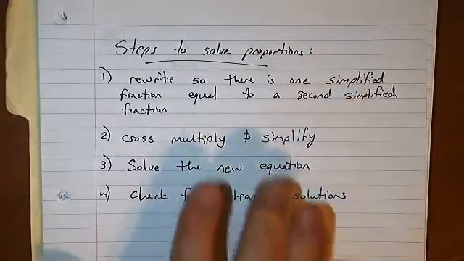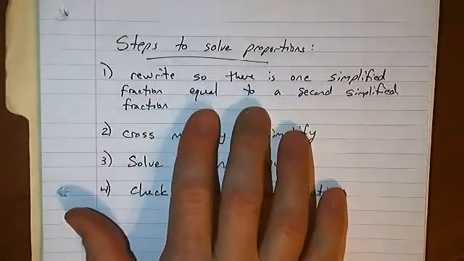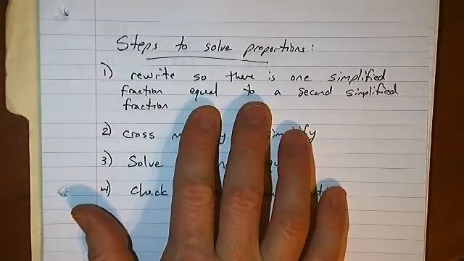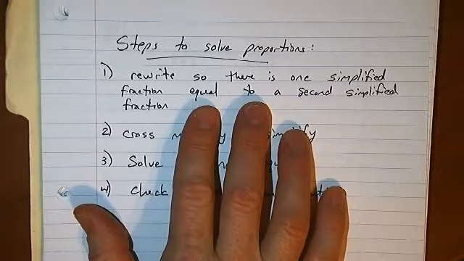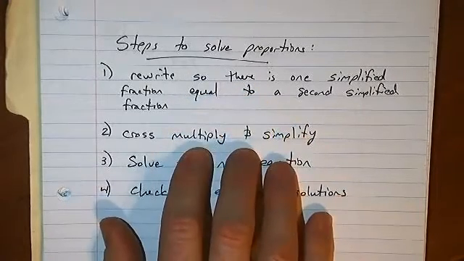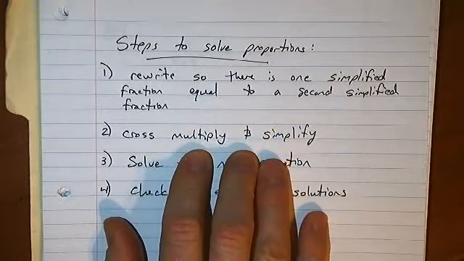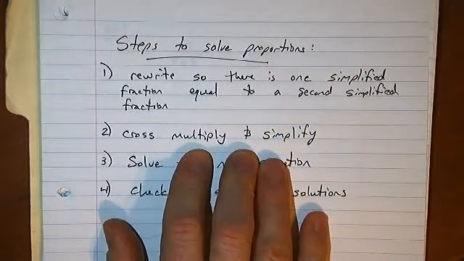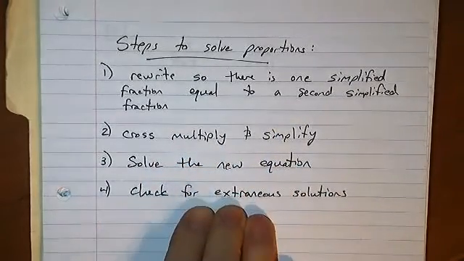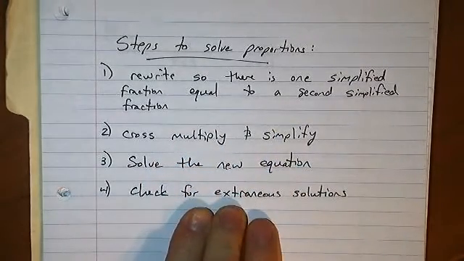I will say in many of the problems that we'll do, step 1, either you'll be able to skip it altogether, or it'll be pretty straightforward, like taking a number and putting it over 1 in order to turn it into a fraction. Step number 2, cross multiply and then simplify what happens when you cross multiply. That's a pretty straightforward step. And then you're going to solve, and after you solve, you're going to check your answers, looking for extraneous solutions.